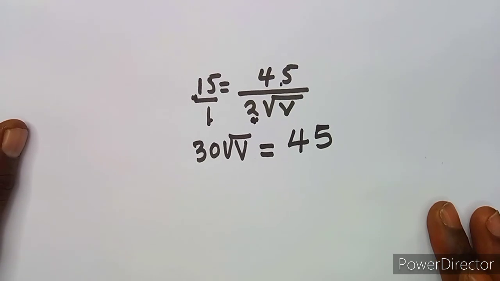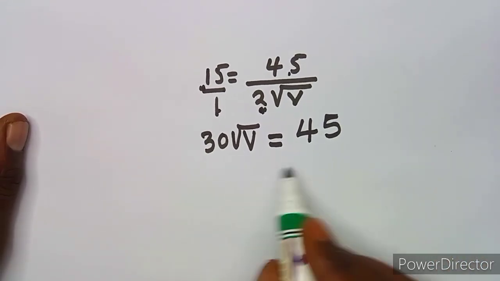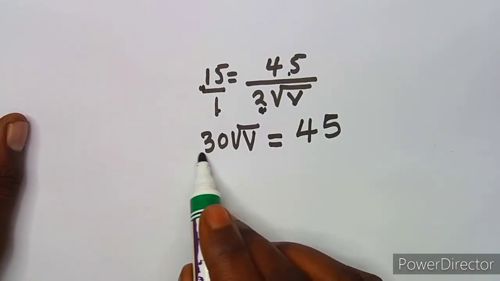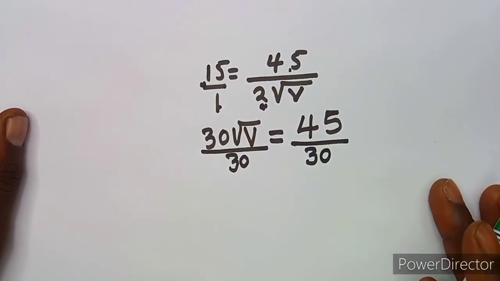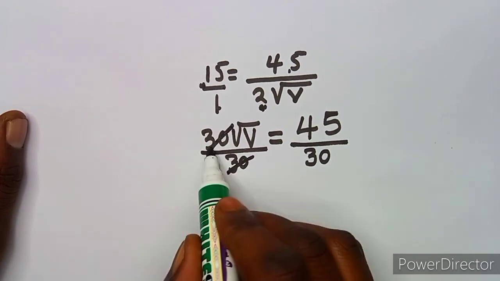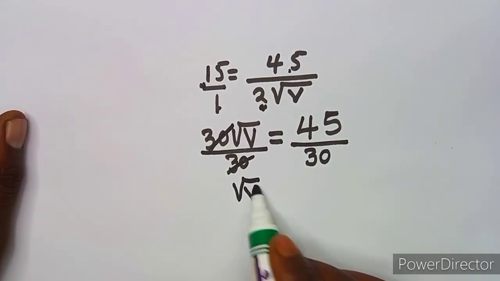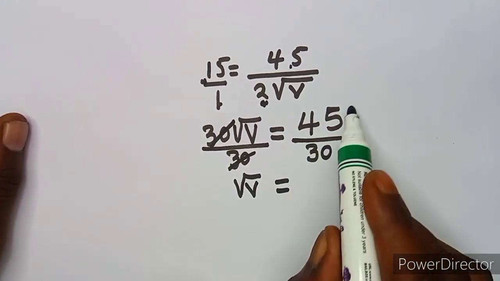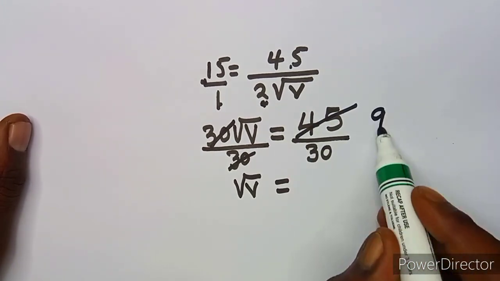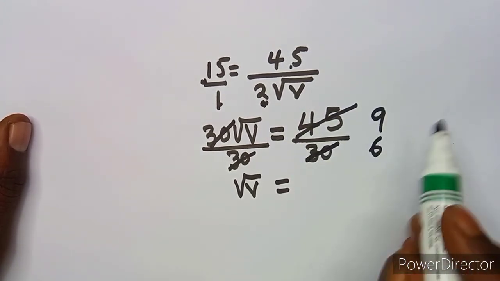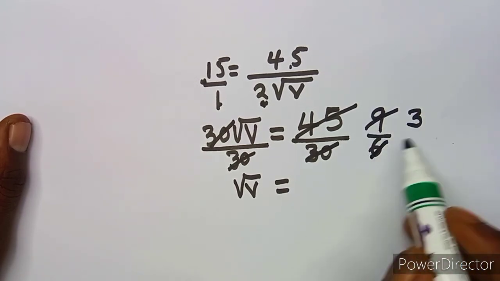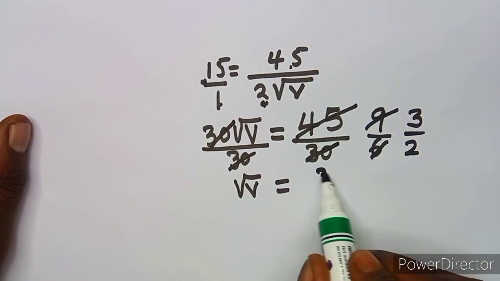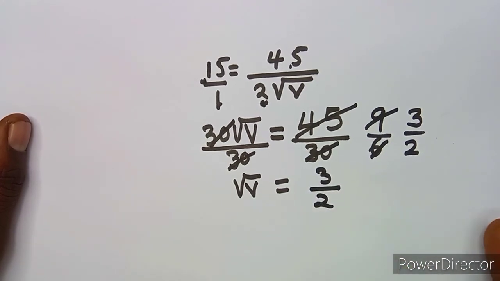Okay, let's work this out together, guys. We have to divide by 30, divide by 30. Mostly these are in paper 1, that's why I'm showing all this working. So you cancel this. Square root of v is going to be, you can reduce by 5, that is 9 by 5, that is 6. Then you reduce again by 3, that is 3, by 3, that is 2. So you're going to have 3 over 2 as a reduced fraction.